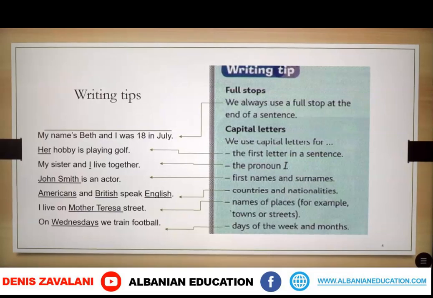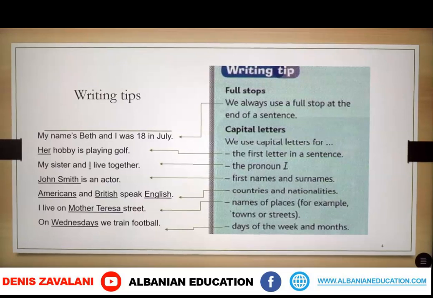Capital letters. When you use capital letters, you use them when you start the sentence. For example, the first letter in a sentence. Her hobby is playing golf, so her is with capital letter. Then, always the pronoun I. The pronoun I is always capital in English. For example, my sister and I live together.